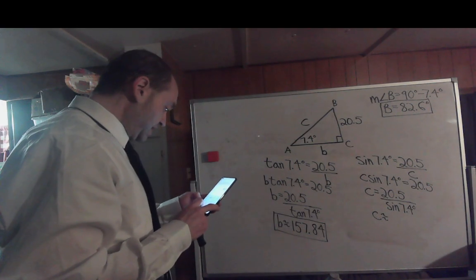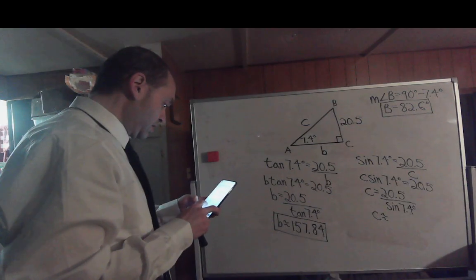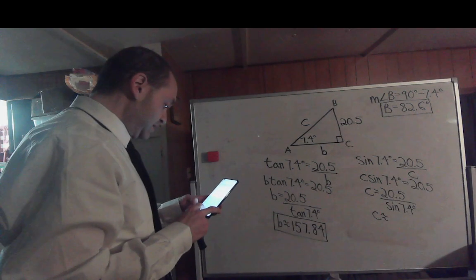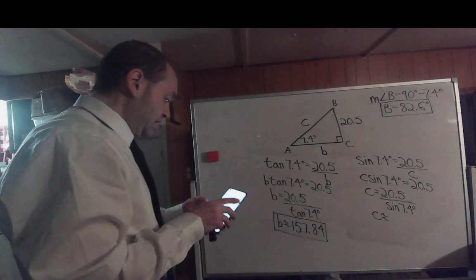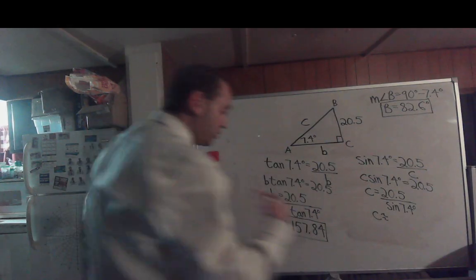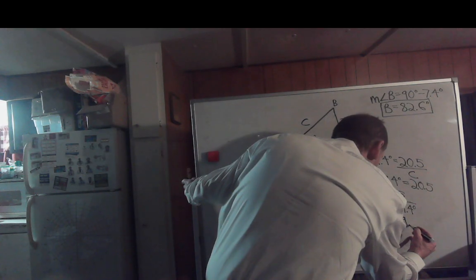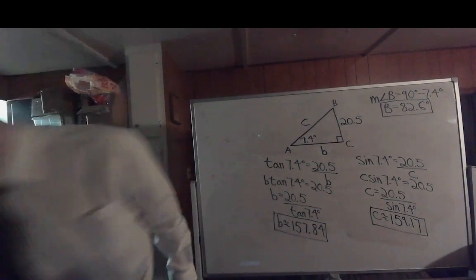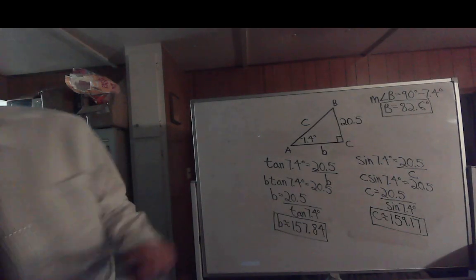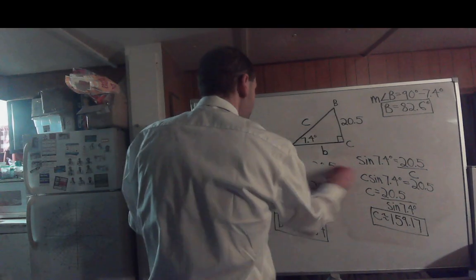Alright, so the sine of 7.4, you end up getting that, and then take 20.5, divide by that answer, you get about 159.17. So the hypotenuse, which is side C, has a length of approximately 159.17 units. Alright, now we're going to change this a little bit.